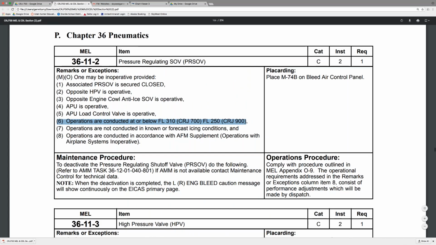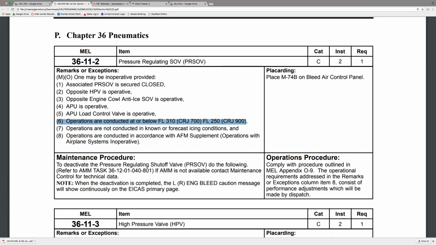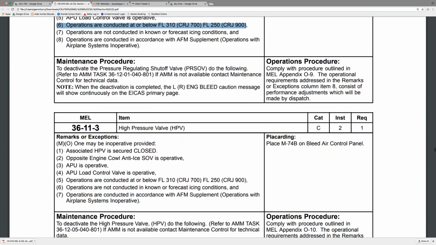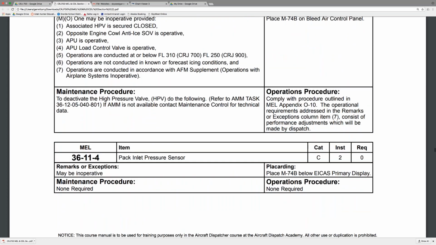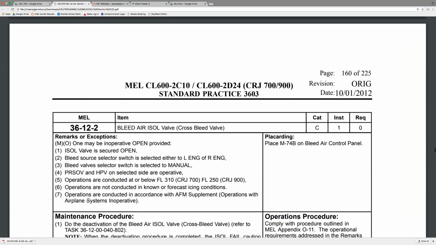So look at what I have highlighted on the screen. Yeah, number 6. Operations are conducted at or below 31,000 feet. Is that a restriction? Can we fly at any altitude that we want? No, you can't. So that restricts us to 31,000 feet, right? Okay. So basically you can tell the difference between what is restricted and what is not. So one of your restrictions is an altitude restriction when our bleed air system isn't working, right?